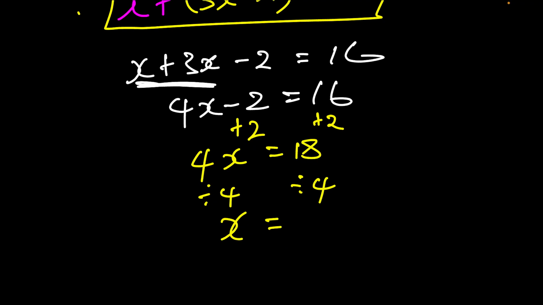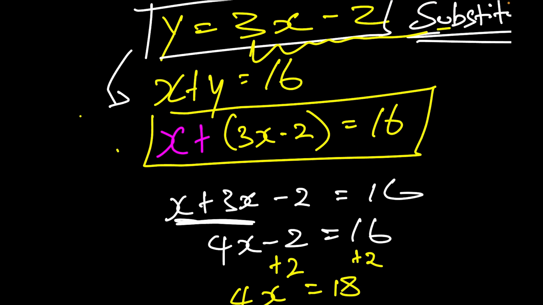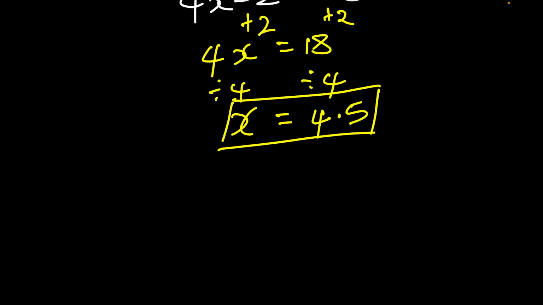So we have 18 divided by 4, which is simply 4.5 for the value of x. And what we're going to do with that value for x now is put it into the very first equation that we started off with, which is this one right here at the very top that says y equals 3x minus 2. So we're going to solve for y now.